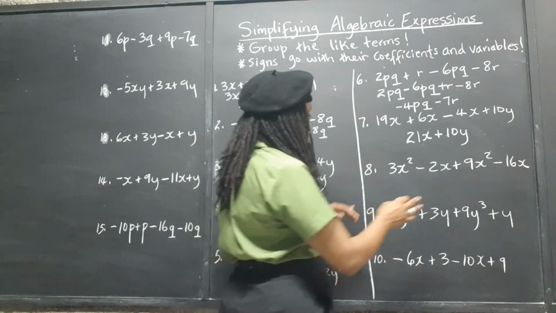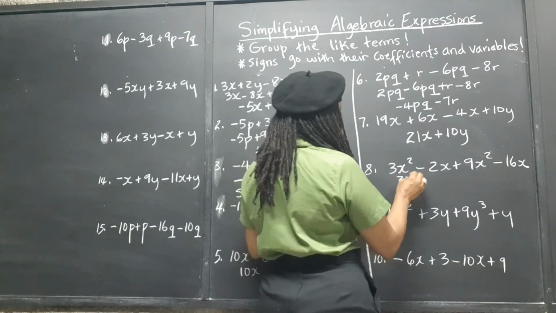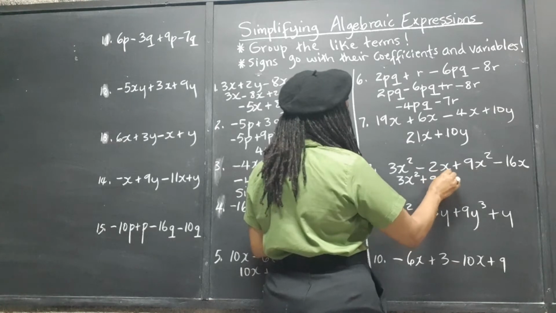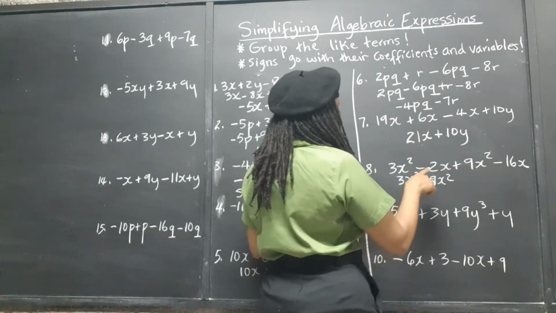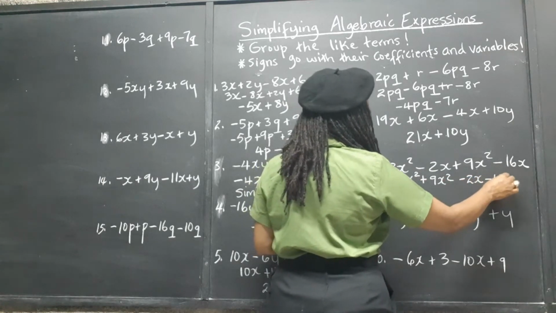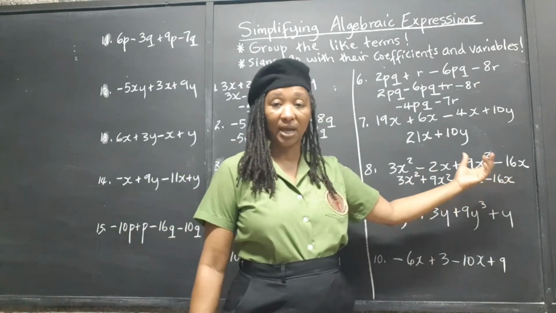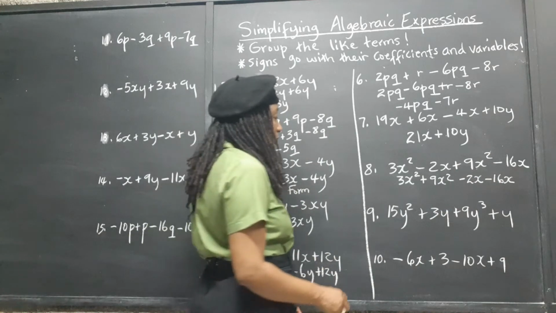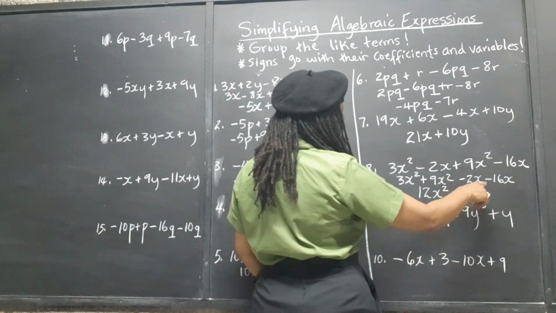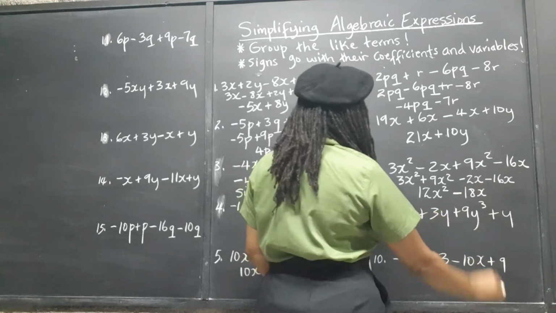Alright, what do we have here now? The common terms, we have x squares and we have x's. So let's put them closer to each other. The common ones, we have a positive 9x squared. We're putting that with the positive 3x squared. We have a negative 2x, and we're combining that with the negative 16x. So we have grouped our x squares, and we have grouped our x's. 3x squared plus 9x squared, that gives 12x squared. Negative 2x minus 16x gives negative 18x.